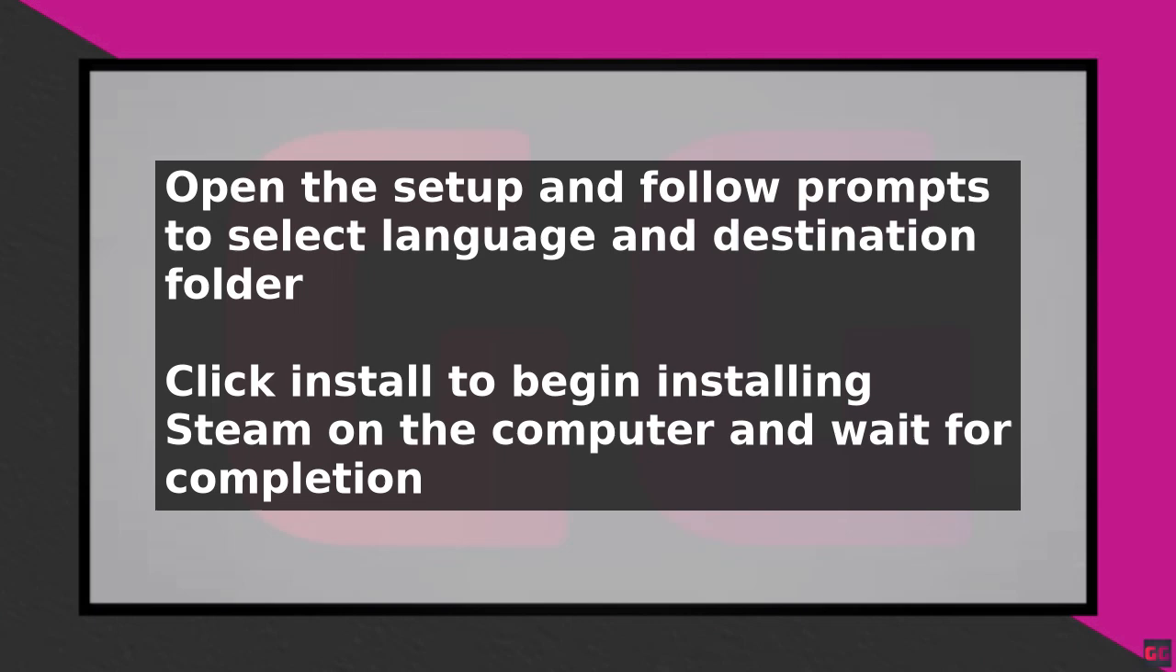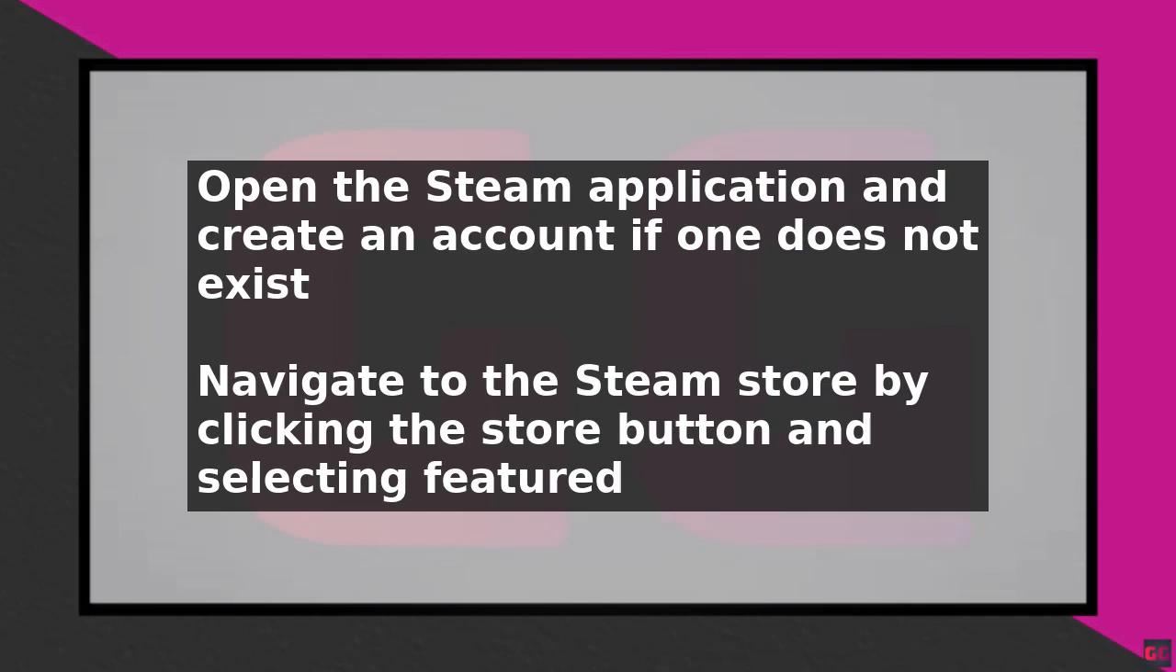After creating and logging into the new account, navigate to the Steam store by clicking the Store button, found at the top left of the page, and selecting Featured if the store doesn't appear automatically.